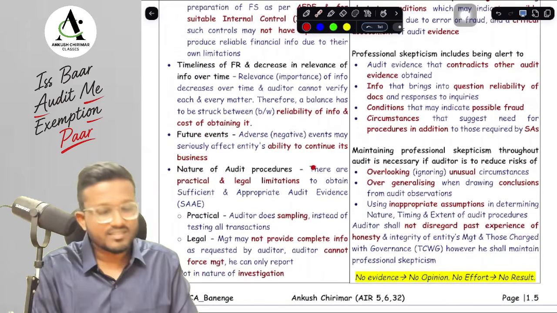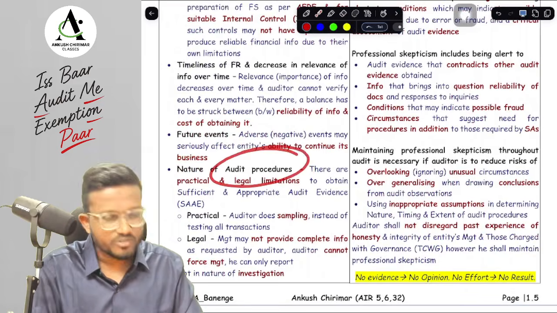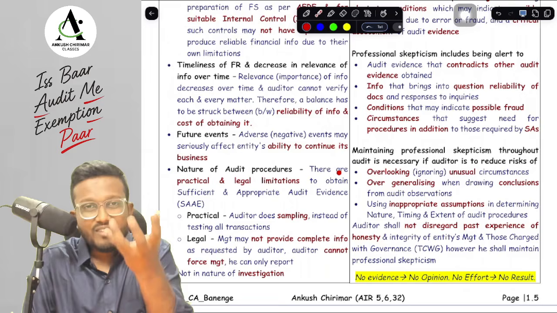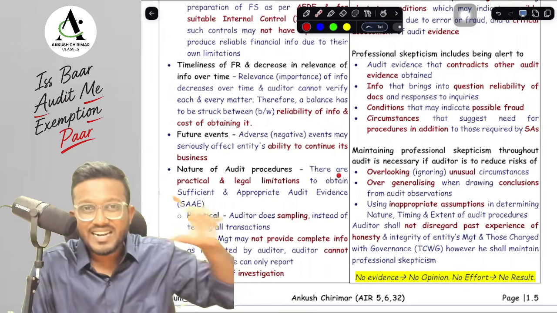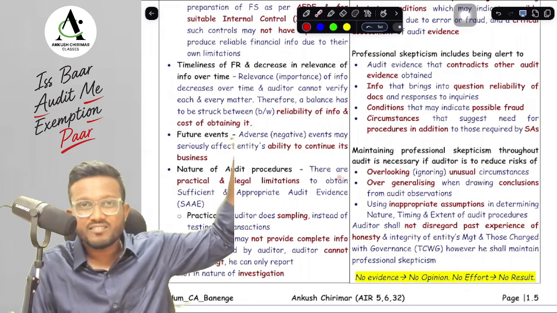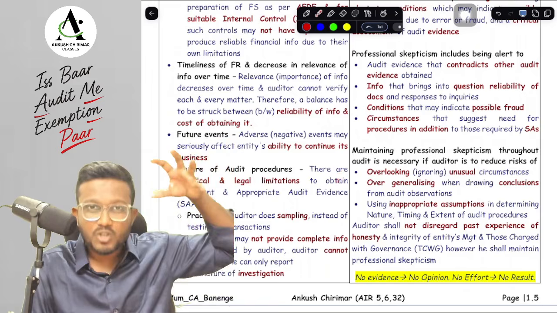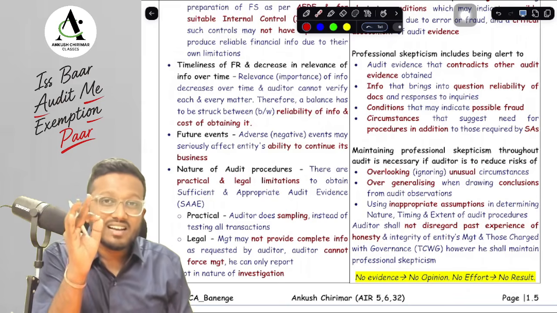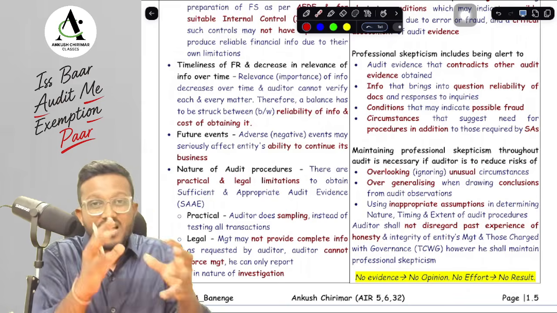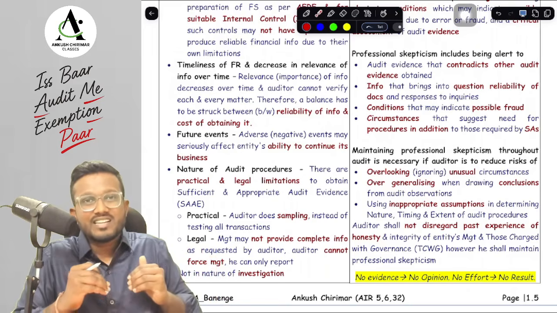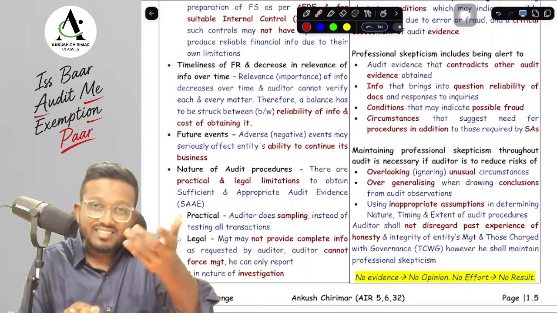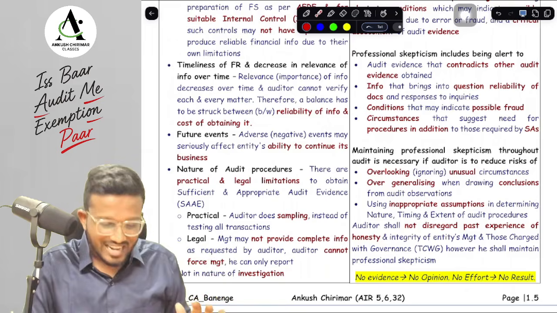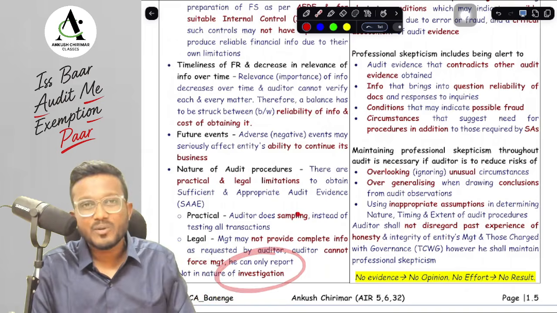Next is regarding future events. Next is, you can say, audit procedures. The nature of audit procedure itself, like there are practical and legal limitation. Practically, we are doing sampling. We are not testing all the transactions. So it may happen that the sample is not very good. And secondly, in terms of legal, we are not an investigator, which means what? If the management is not giving us any information, we cannot force the management. And the fourth inherent limitation is this only, that we are not doing any investigation.